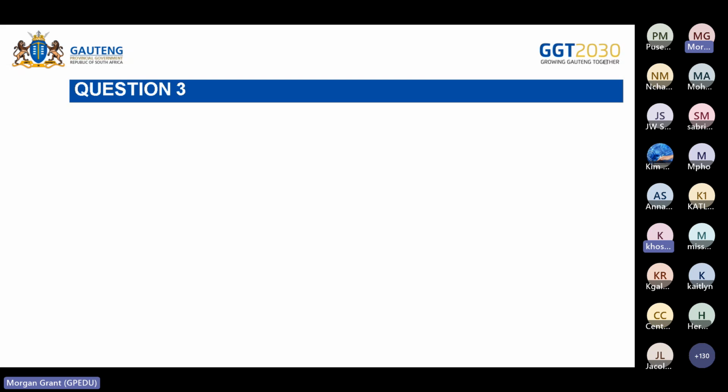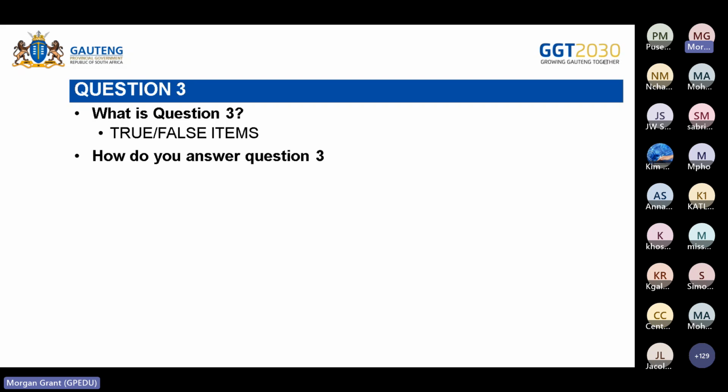What's question 3, ladies and gents? True or false? Very easy question to get wrong, funny enough. So what is question 3? As you said, true or false items. How do we answer question 3? It's not that you don't know the work or don't know how to answer the question per se. It's just the manner in which you answer the question that makes you lose marks. More than content driven, it's just how you answer that's the problem.